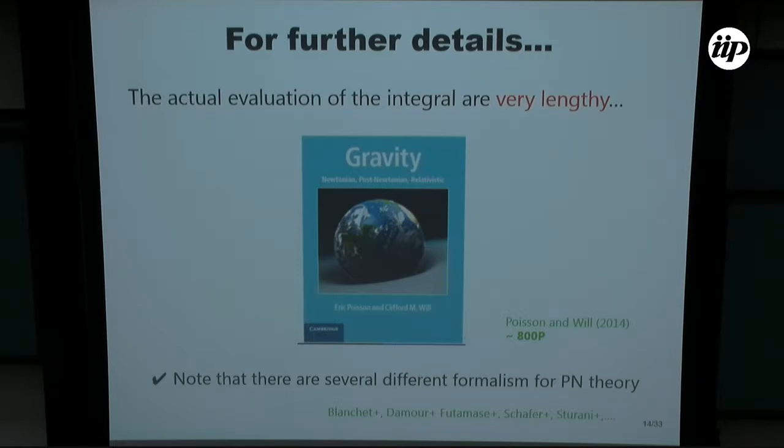Okay, so sorry, this is the most technical part of this talk, and I don't want to get into the details. If you are interested in what I'm saying or in evaluating this integral more explicitly, you can, for example, go to the textbook, Gravity by Poisson and Will. And one thing I wish to note is that this is one way of describing post-Newtonian theory, and there are other ways to describe it using slightly different languages.